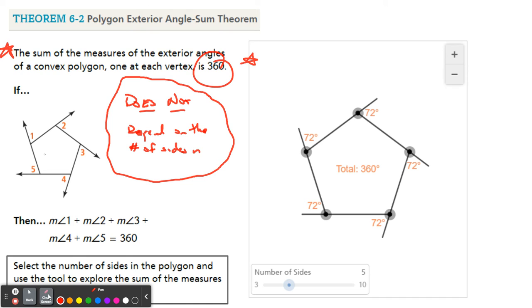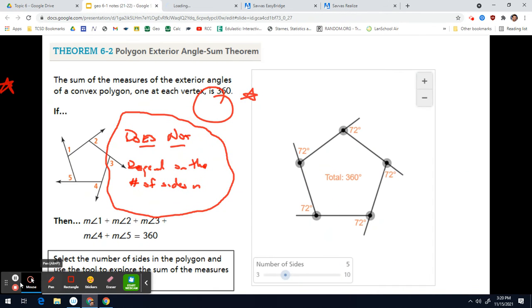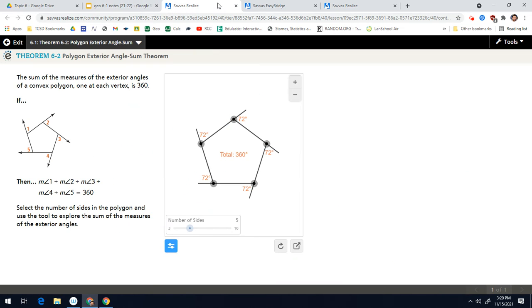Okay, so if you look at this picture of this pentagon, angles 1, 2, 3, 4, 5, they add together to get 360. Now let's take a look at the Savas tool here. Here, give me 1 second. Okay, sorry for the delay.